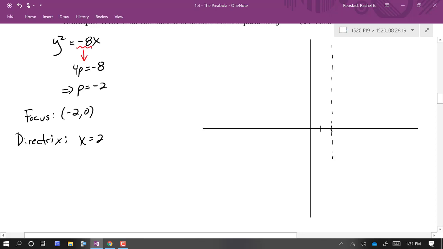And we always draw the directrix dotted, or I think we should. I always draw it dotted. It's not a part of the curve, it just defines it. Opens to the left. We can get another point to anchor it down. If I were to plug in x equals negative 2, that gives us y squared equals 16. So y equals plus or minus 4.